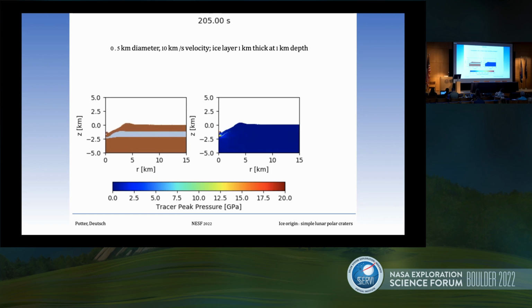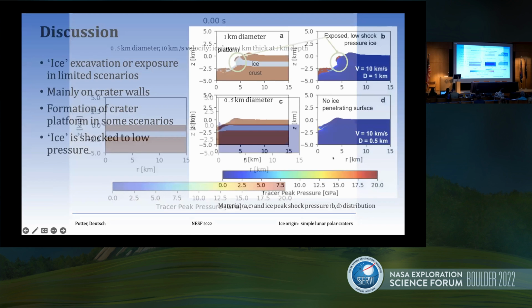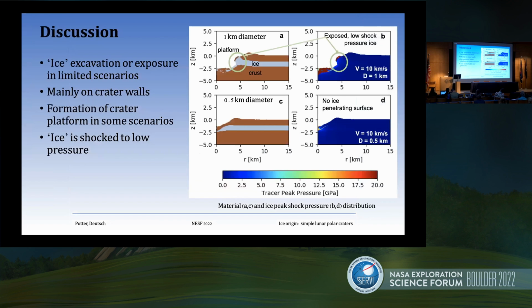We see that crusted material again is pooling in the center of the crater, and we generally have a standard bowl-shaped crater forming. So this scenario saw no ice excavated or exposed. So that's just two examples.